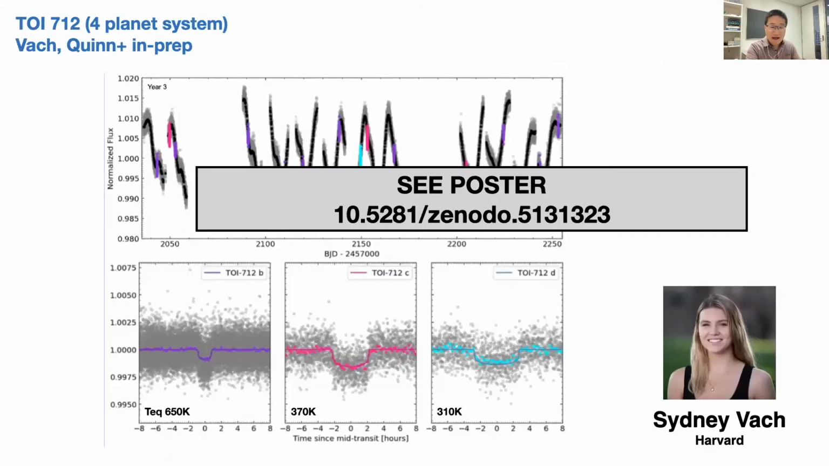Young planets keep being discovered every now and then from the TESS mission, and I just want to advertise the work of Sidney Vack, an undergraduate at Harvard, who presents a multi-planet system around a star that's about 500 million years old. One of these planets lies in the habitable zone of that star. It's very exciting. Go see Sidney for her work.